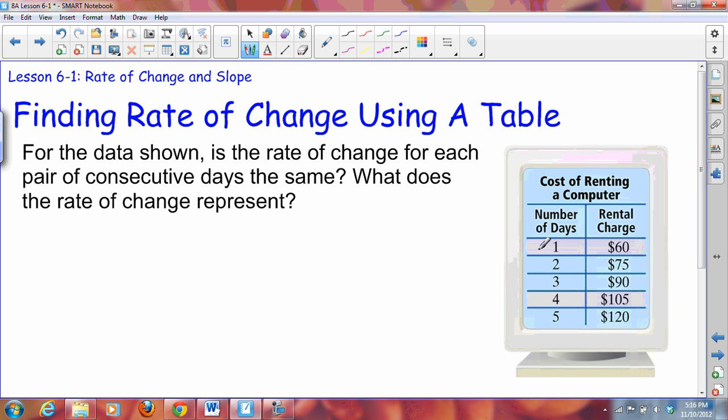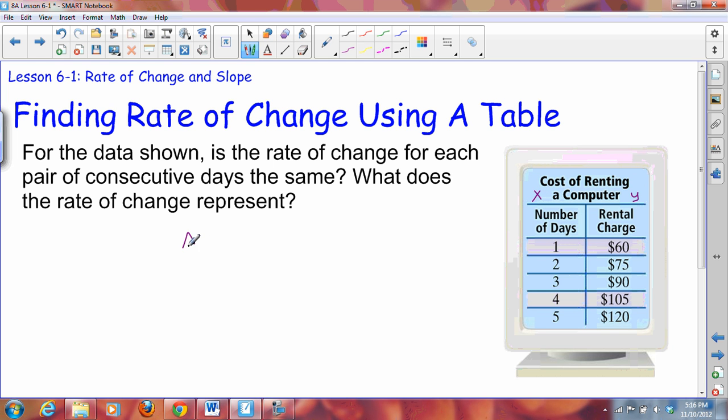So we need to pick 2 points and find the change in y and the change in x. First question is, which one of these is x and which one is y? Well, which one do we control? Do we control the number of days we are renting the computer, or do we control the rental fee? We control how many days, right? If we change how many days we're going to rent it, the fee changes. They don't say, well, I'm going to charge you $90, and we say, well, okay, then I'll keep it for 3 days. It's the other way around. So the number of days is the one we control. That means that's the x, okay? And the rental charge changes when x changes.